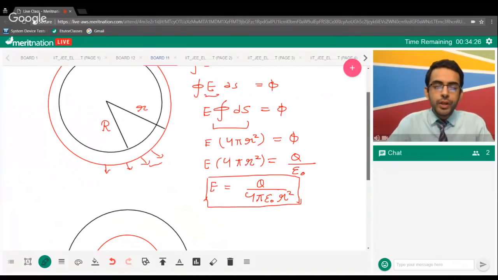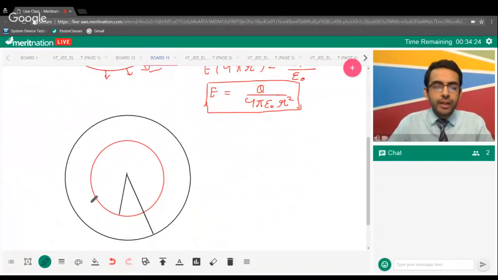Similarly, if you take the Gaussian surface inside the given spherical shell, we can say E into 4 pi r square. Now in this case, if you want to calculate the flux, E into 4 pi r square, let's say E is the electric field. Let's say flux is equal to the integration of E dot ds.